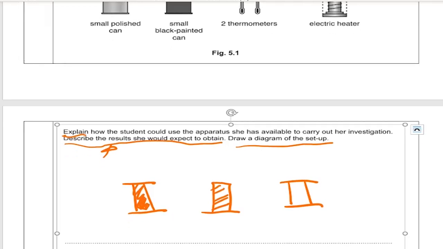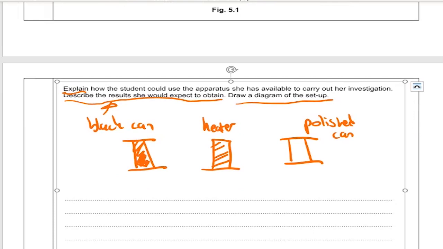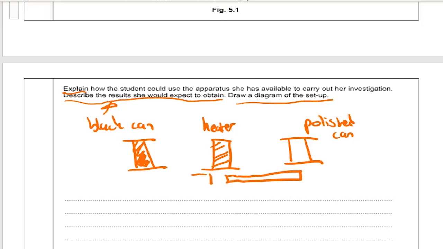Really in a diagram, everything should be labeled. So I'm going to label this heater, I'm going to label this polished can, I'm going to label this black can, okay. So my heater's in the middle and then there's some distance with these. And I'm going to use that meter ruler they suggested, okay, and I'm going to just have my meter ruler here, and that's just to look at the distances between these cans and the heater. Okay, so there's one mark for this, okay, then 3 more marks.